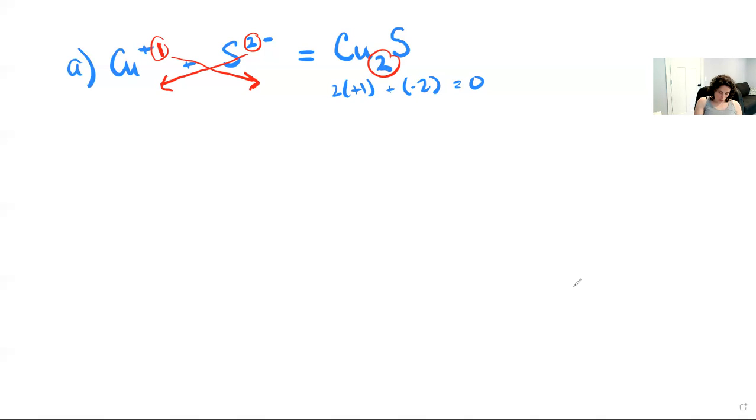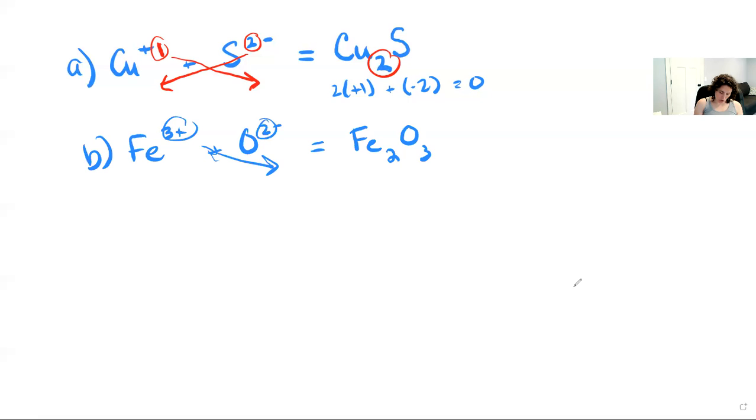So let's try another just for good measure. This time it's going to be iron 3 and oxygen. So to get that to even out, this isn't as nice and pretty as the copper, but again, if I drop and swap, I will find that I will have 2 of the irons and 3 of the oxygens. This is rust, by the way. Because the 3+ dropped to the O and the 2 dropped to the iron.